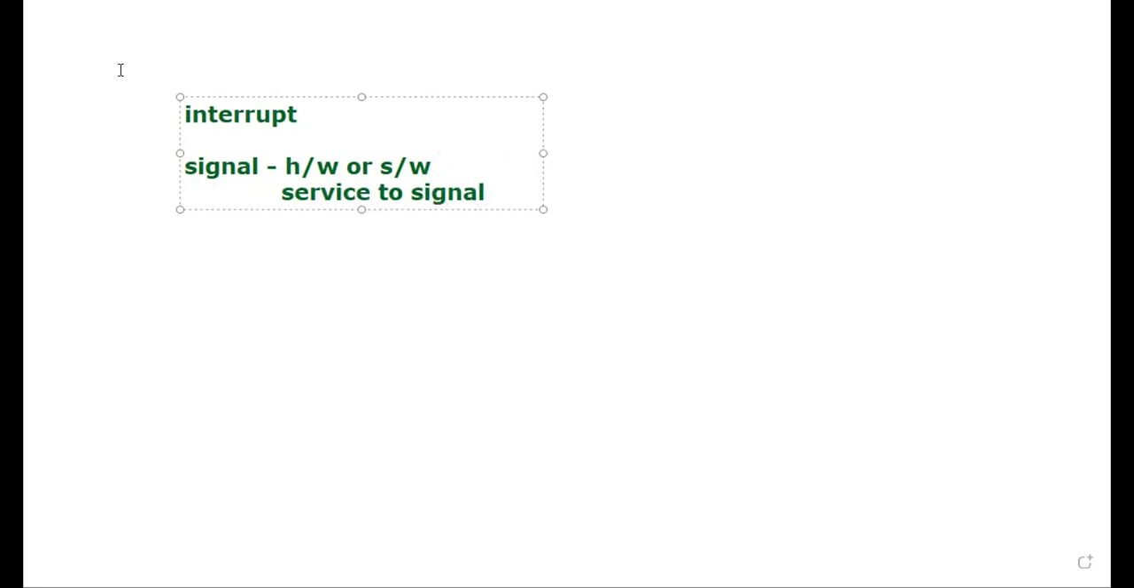So basically, if you want to show by the diagram, the microprocessor is executing its main program. The interrupt signal appears. Microprocessor will stop what it is executing, and it will execute the interrupt service routine. It gives the service to the signal by executing the interrupt service routine. And once the interrupt service routine is over, it comes back to the main program.